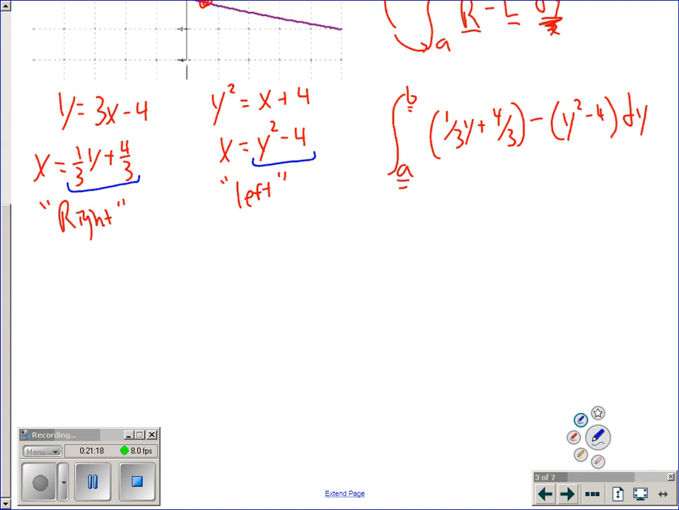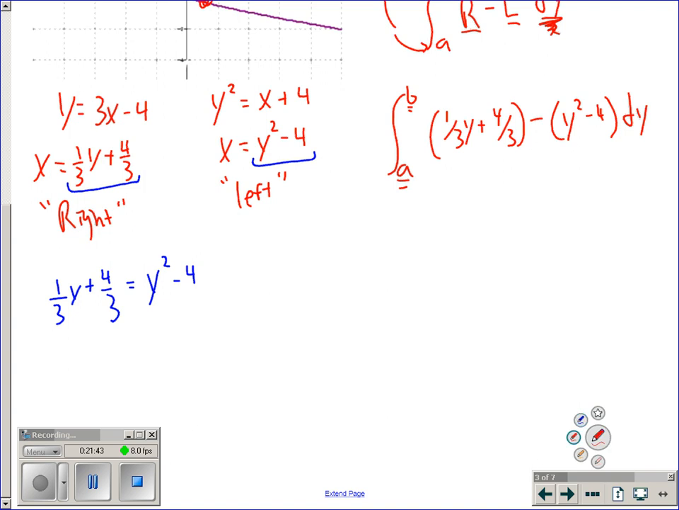All right, and then I can solve from there. So let's go ahead and do that. That is 1/3 y plus 4/3 equals y squared minus 4, and we're going to solve for y. And this is the reason why I made it calc active, because that doesn't end up being a pretty little thing. I'll tell you why.